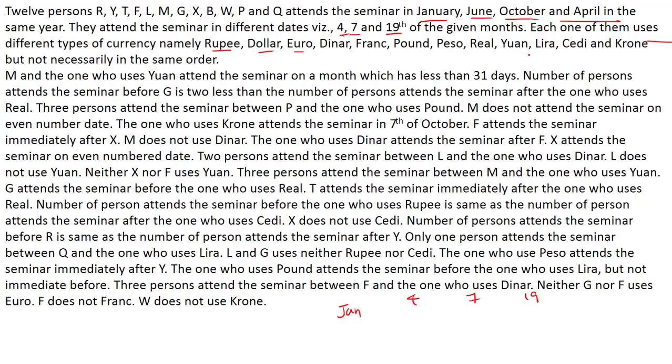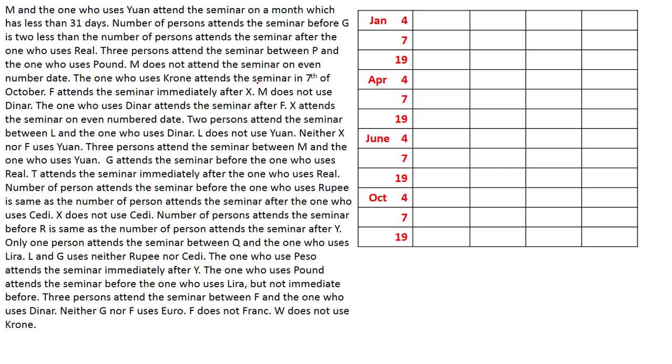Okay, so what we need to do is find out which of these 12 persons are going to attend the seminar on which of these days. Apart from that, on which of these dates and months, as well as which currency they use. We need to find that out, but not in the same order as given. So this is the basic information which is given here. Based on this information we have to solve. Okay, so let us go one by one.